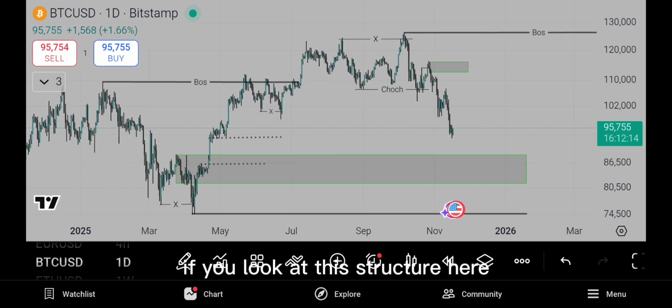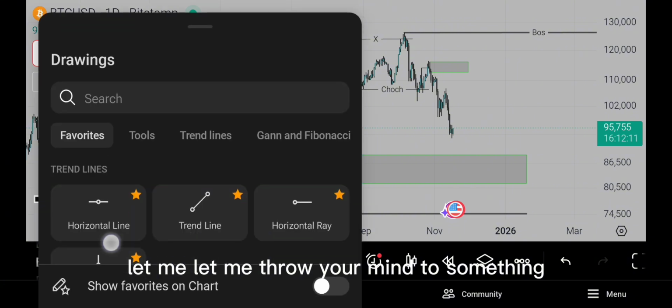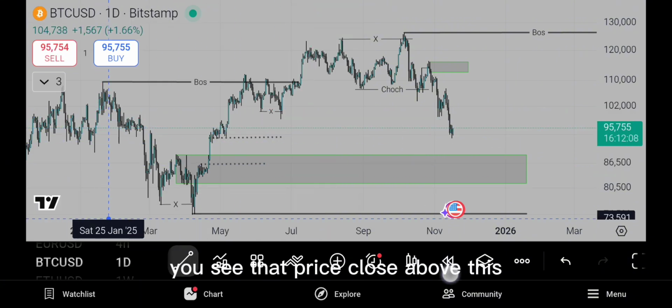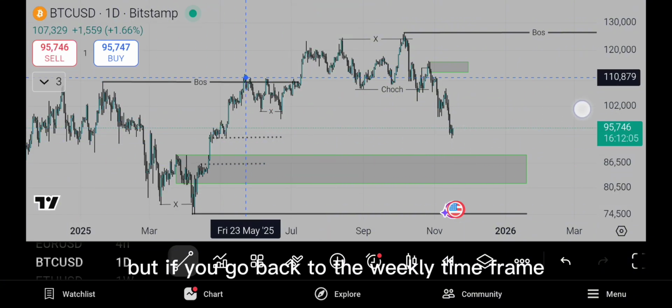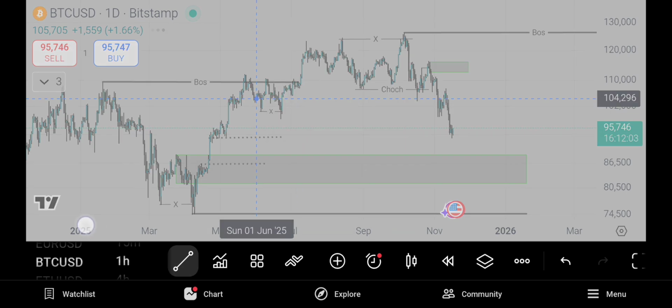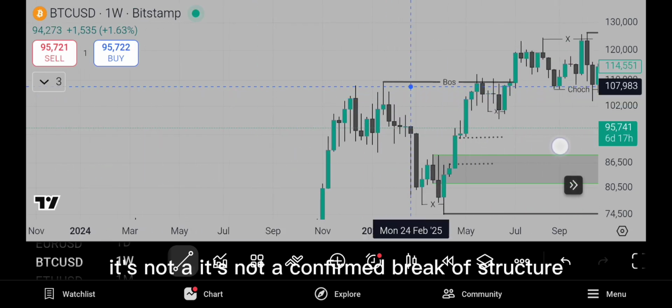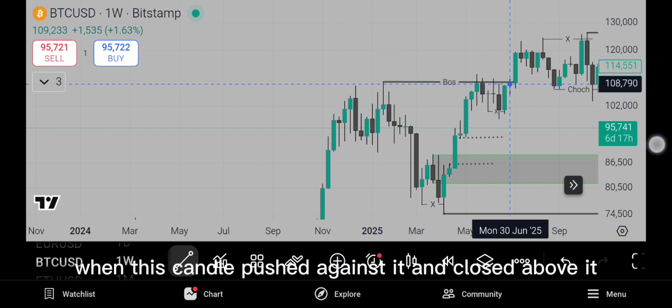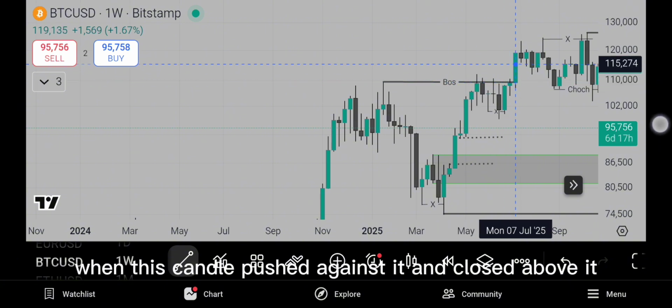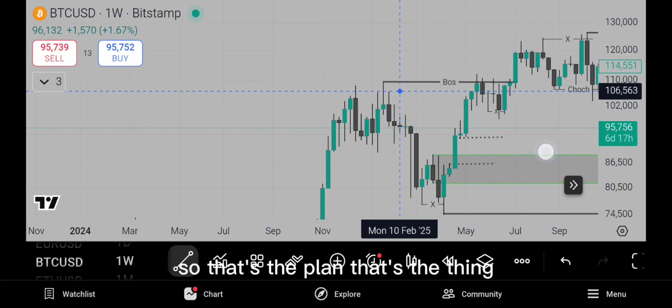If you look at this structure here, let me throw your mind to something. If you come down to this daily time frame, you see that price closes above this. But if you go back to the weekly time frame, you see that it's just a sweep. It's not a confirmed break of structure. This is where the break of structure actually happened, when this candle pushed against it and closed above it. So that's the plan.